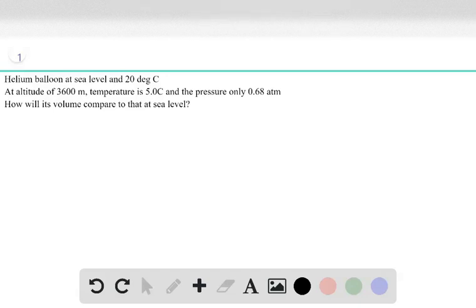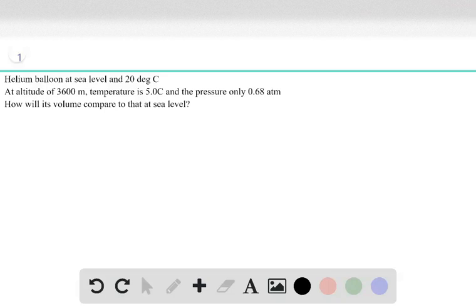Hey everyone, this is question number 34 from chapter 13. So this problem is about a child letting a balloon go. At sea level, the helium balloon is at 20 degrees Celsius, and then when it gets to an altitude of 3,600 meters, the temperature is 5 degrees Celsius, and the pressure is only 0.68 atmospheres, okay?